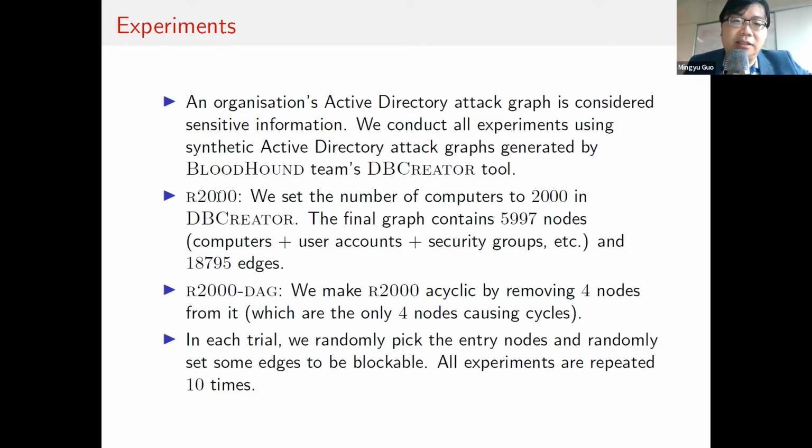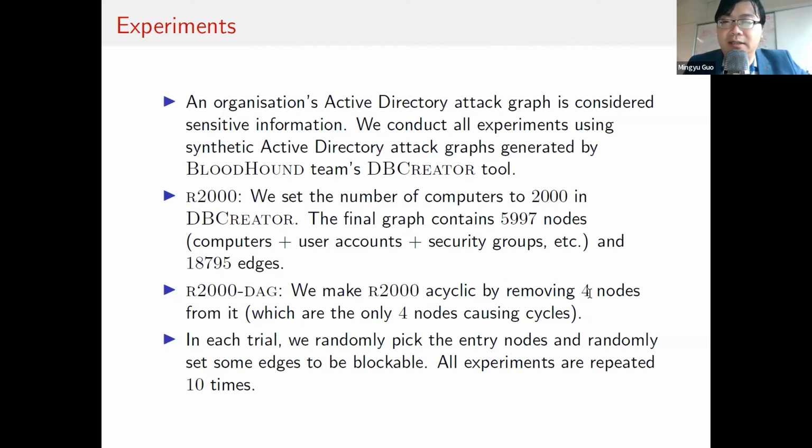One is called R2000, where we set the number of computers in the organization to 2000. And then the final graph would contain nearly 6,000 nodes. That will be computers, user accounts, security groups, all combined, and then 18,000 edges. And then another one is called R2000 DAG, an acyclic version. So essentially, we make R2000 acyclic by removing 4 nodes from it, which are the only 4 nodes causing cycles. As I mentioned earlier, one of our 3 fixed parameter algorithms actually requires an acyclic graph. So to make the graph acyclic, we need to remove 4 nodes.